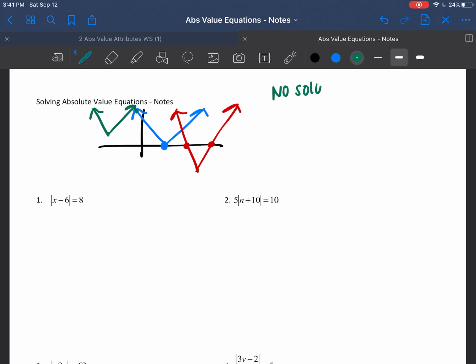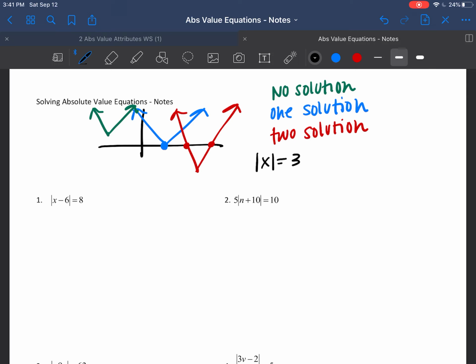We could have no solution. We could have one solution. Or we could have two solutions. And so when we run into these different cases, it's always nice to have this picture thinking about what's actually happening.